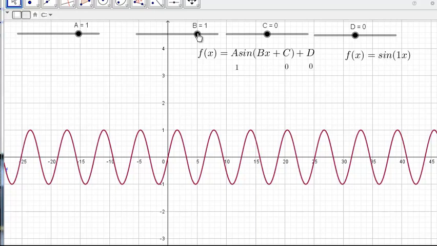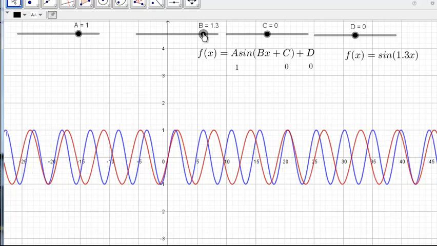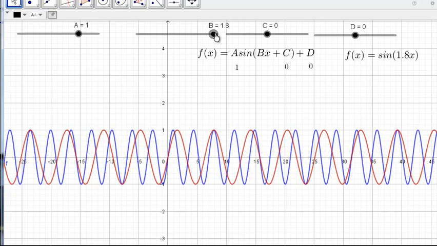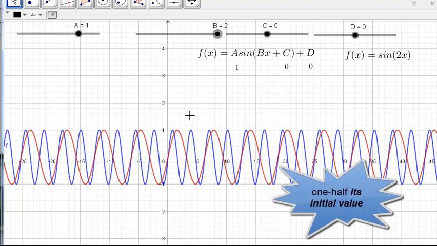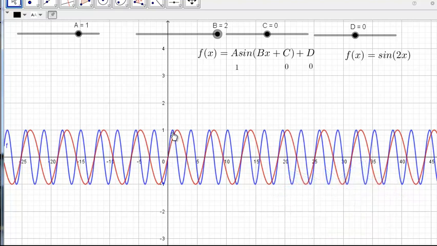So let's make B a little bit greater than 1 then. And as you can see, it's beginning to get compressed. So the period has been reduced. Notice that this value of B, the period is 1/2. So because I've multiplied x by 2, I have reduced the period to 1/2 of its initial value. As you can see right here in the graph, one complete oscillation of the blue graph occurs in half of the oscillation of the red one. So that means the period has been reduced to 1/2 of its initial value.